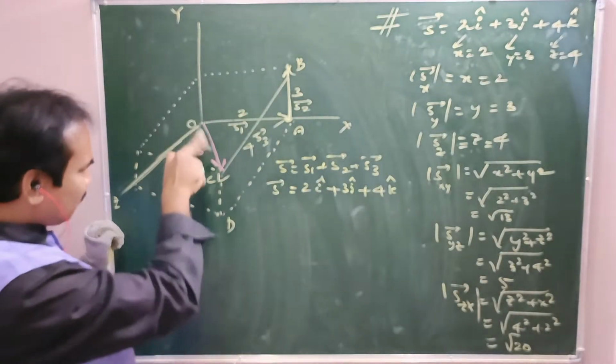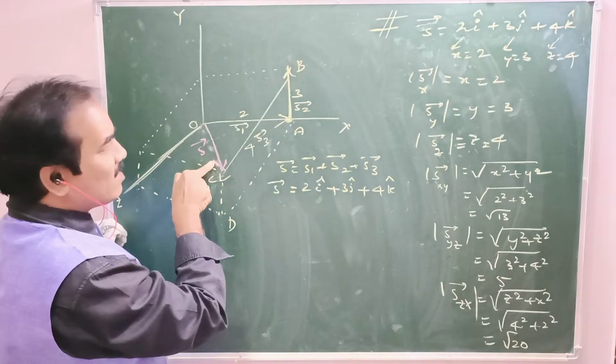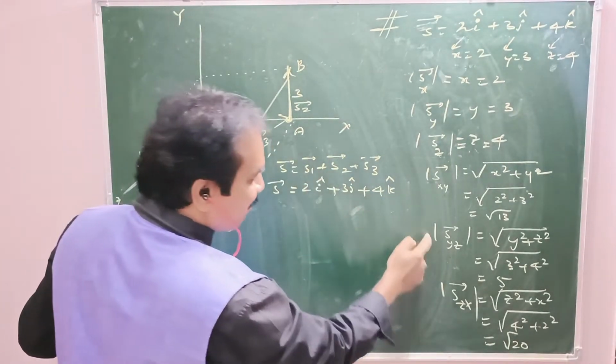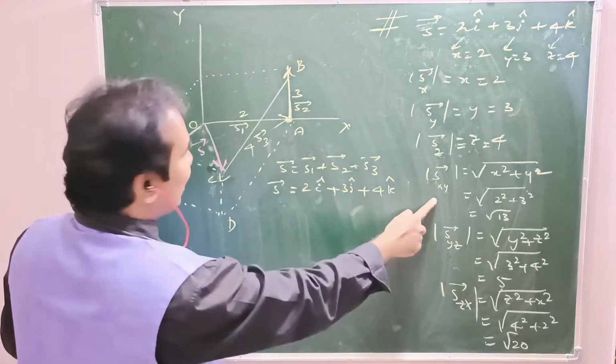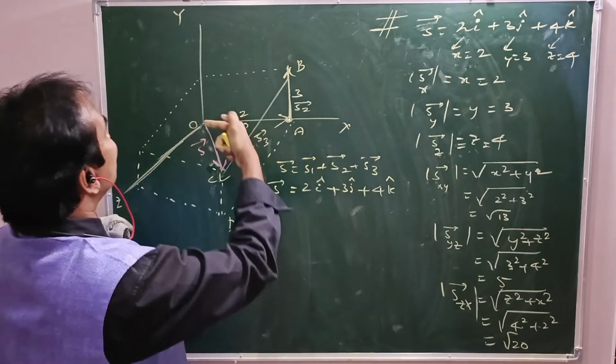Now this vector has different lengths in different planes. Let us see. Plane means XY plane. Where is the XY plane? This is X, this is Y.